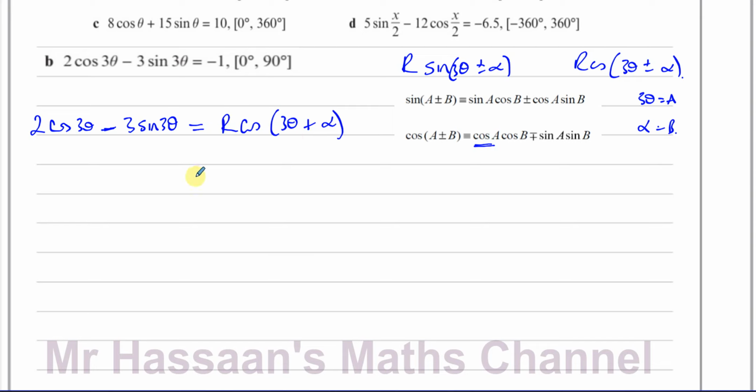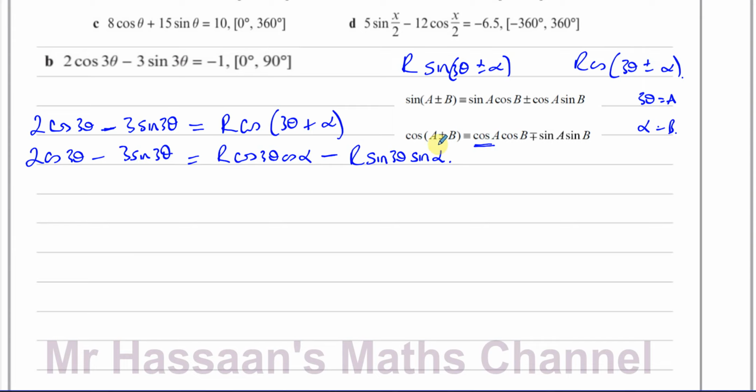So how do we do that? Well, we write this in an expanded form like this. It will be r times cosine of 3 theta times cosine of alpha, and you have minus the sine. The r multiplies all of it, so the r will multiply both of them. So you'll have r times the sine of 3 theta times the sine of alpha. Okay, so that's what 2 cosine 3 theta minus 3 sine 3 theta is equal to.